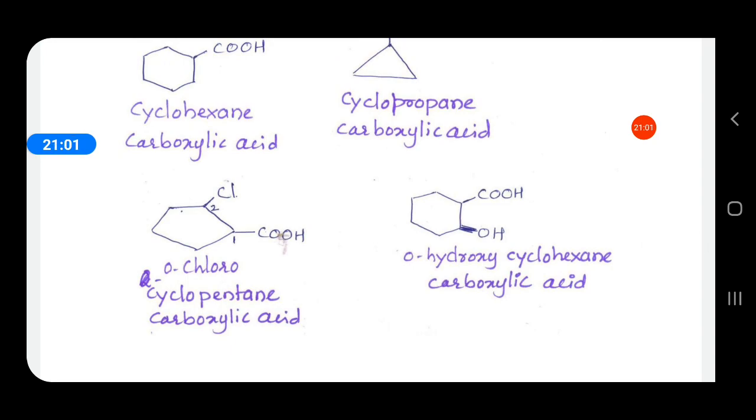This is about the nomenclature of carboxylic acids. In the next class, we'll see the structure of the carboxyl group and the acidity of the carboxylic acids.